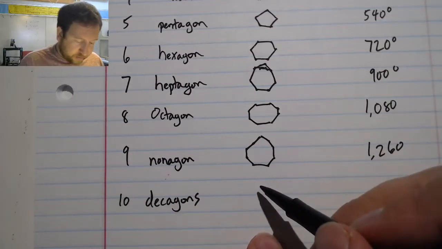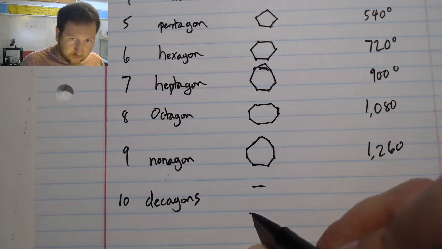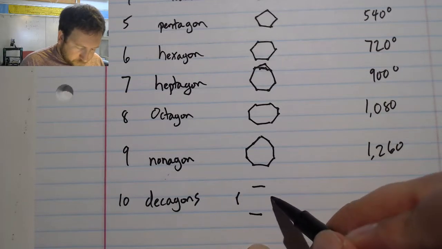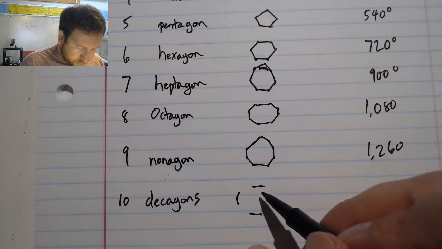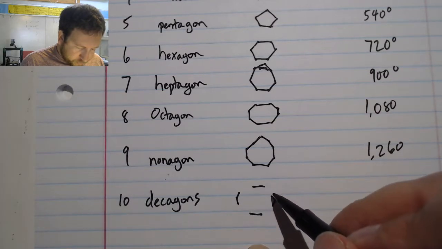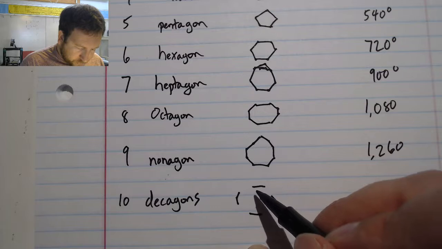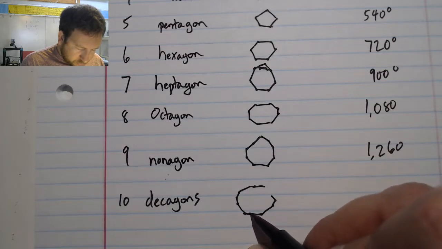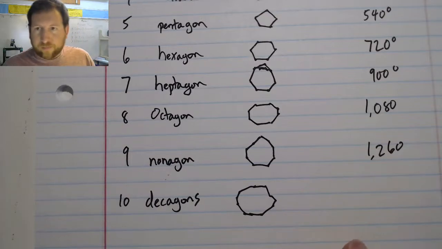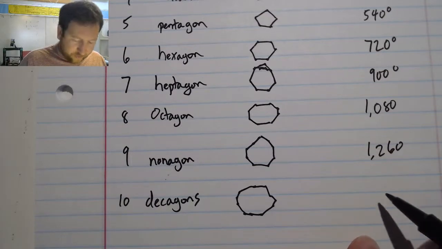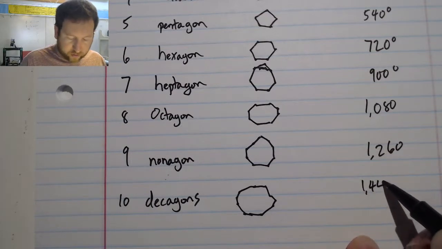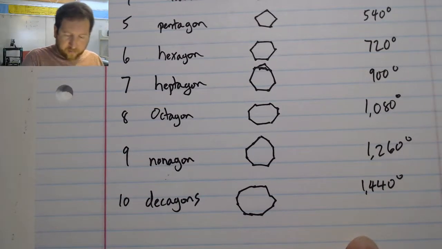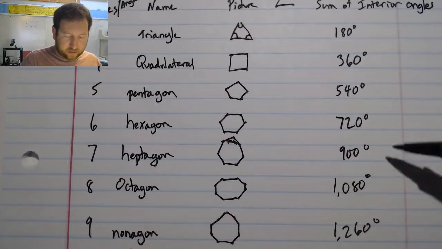And I'll do my best, but one, two, three, four, five, six. Well, and our total sum is 1,440. And you might notice that there's a little bit of a pattern in how these numbers go and how they grow.